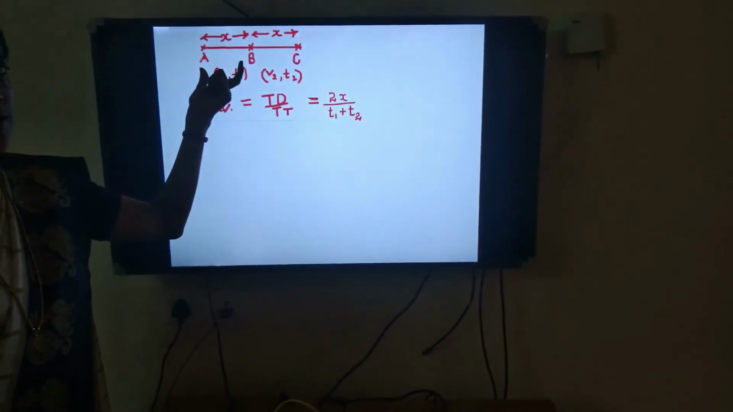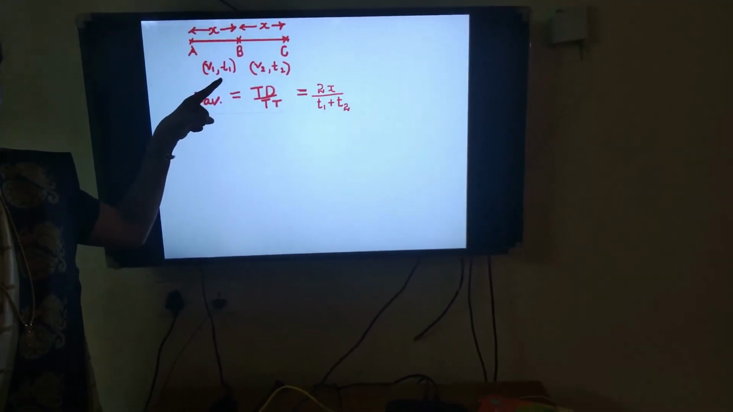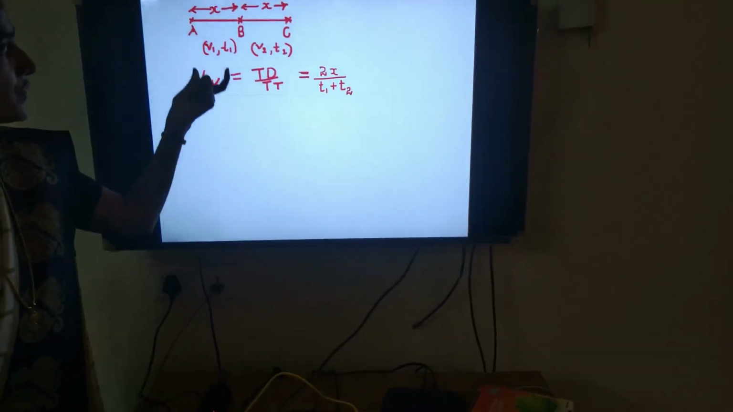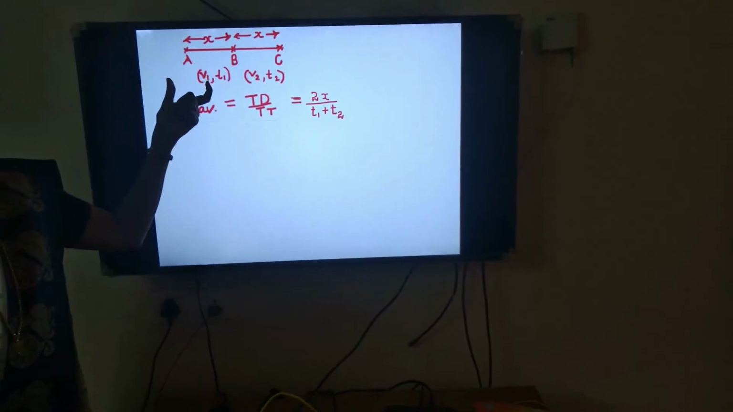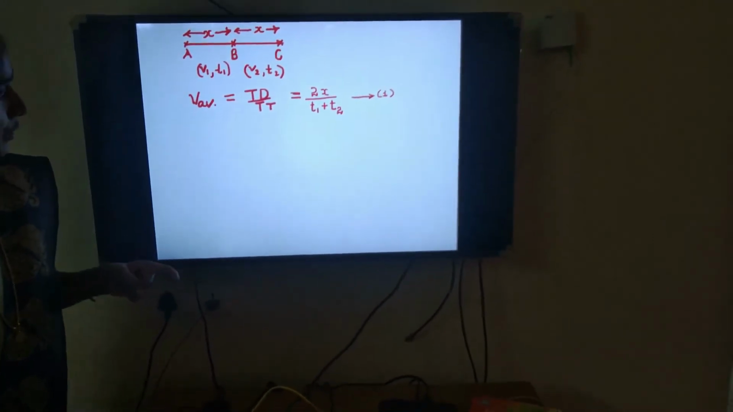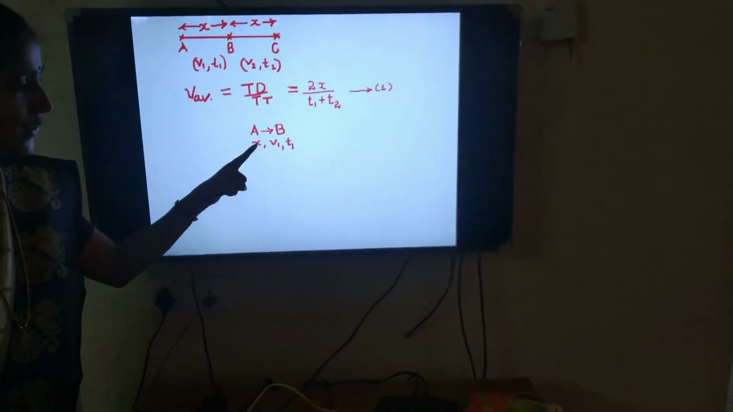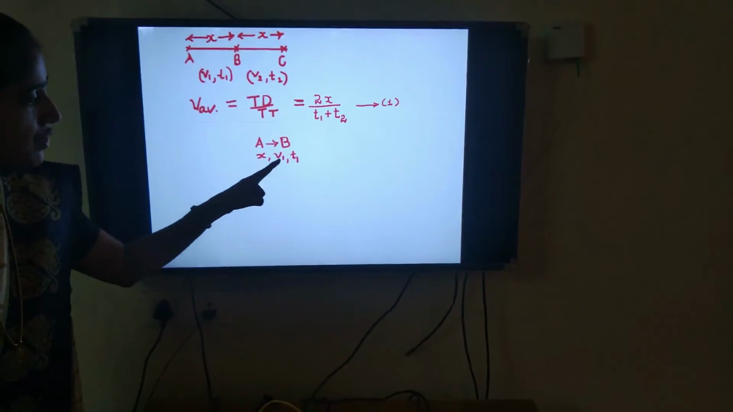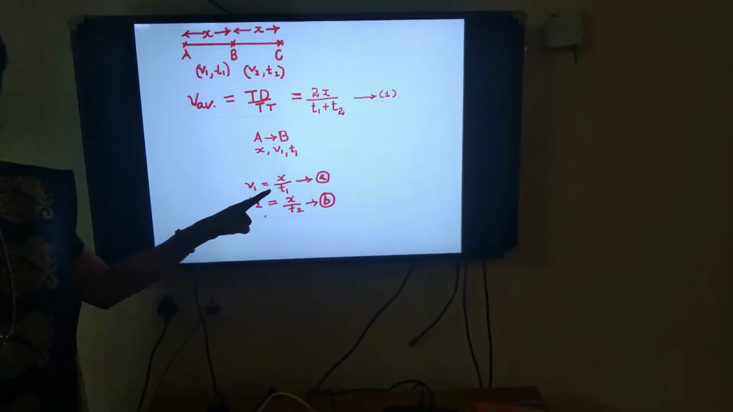When the object travels from A to B, the average speed is V1, time taken T1, distance traveled X. So separately let us apply the equation. What is the equation for V1? Average speed equals distance by time. V1 is equal to X by T1. From A to B, distance traveled is X, average speed is V1, time taken is T1. So the equation for average speed here: A to B, V1 is equal to X by T1.